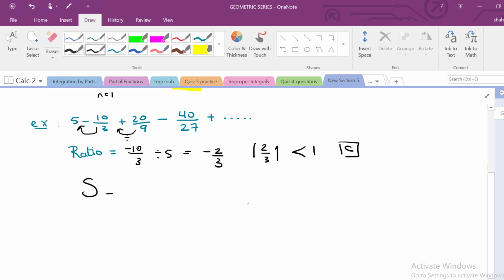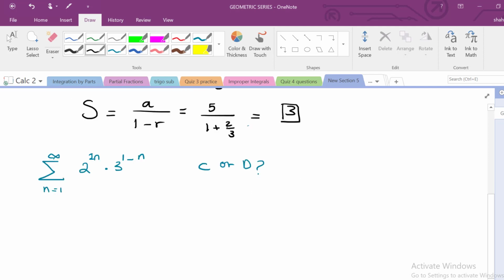And then to find the sum of the series, we said that the formula is a over 1 minus r. So a is simply the first term which is given over here in your series, which is 5. 1 minus the ratio, which is negative 2 over 3, so this minus becomes a plus. And then you will find that once you put this in your calculator, the sum of this series is 3. So it converges and the sum is 3.